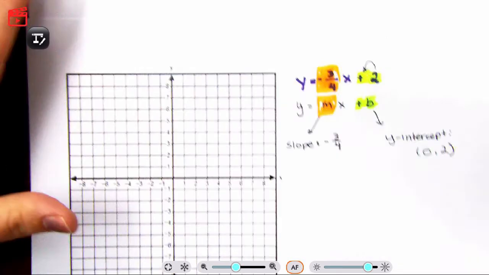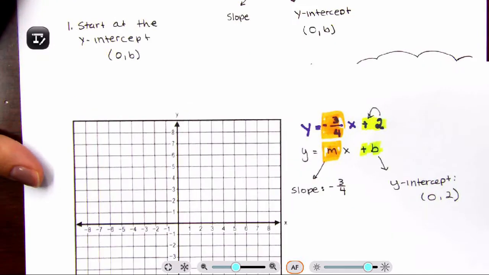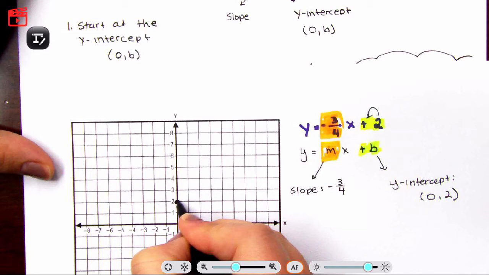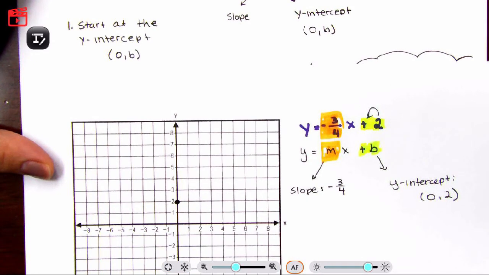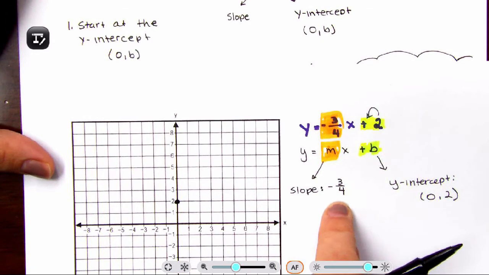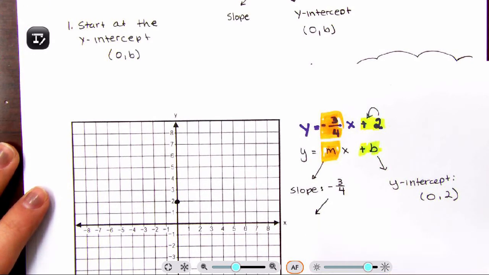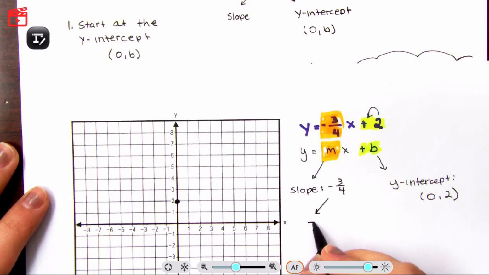So step number 1 is to start at the y-intercept. So we're starting at 0, 2. So that means we're here, 0, 2. And then we're going to use the slope to find our secondary point. Now here we have a negative 3/4. So I'm going to rewrite this just like you say it. So when you say it, negative 3/4, negative 3/4. I'm going to see if I can do that here. If I can't do this, I can change the negative to the bottom.